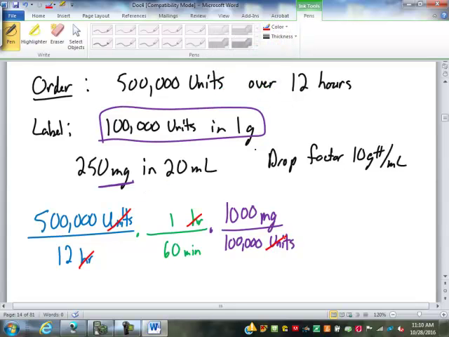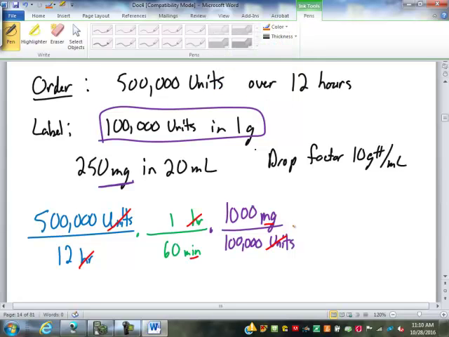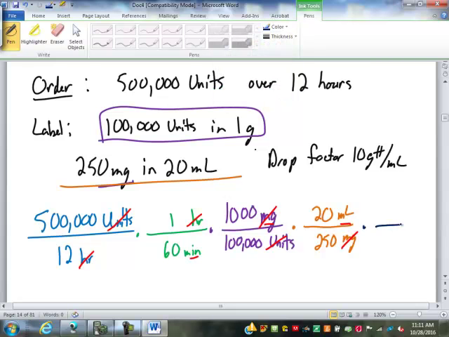So I have canceled out the units. I'm now in milligrams per minute. My next step, I'm going to cancel out milligrams, go to milliliters. And I have 250 milligrams in 20 milliliters. So I'll cancel out my milligrams. I now have milliliters on top and minutes on bottom, so it'd be milliliters per minute. So my next step, I'm going to get rid of milliliters and go to drops. I have 10 drops per milliliter. So the milliliters are gone.